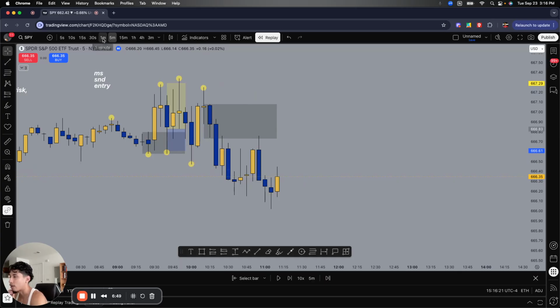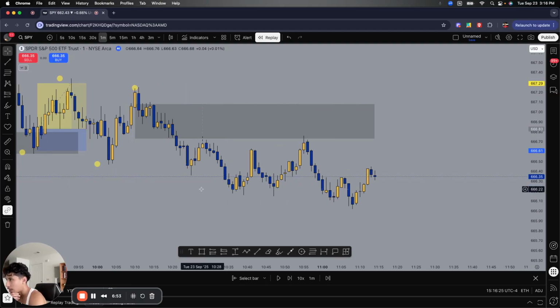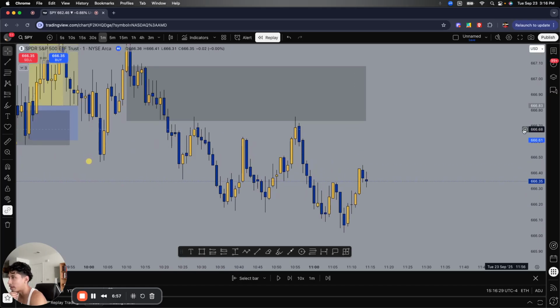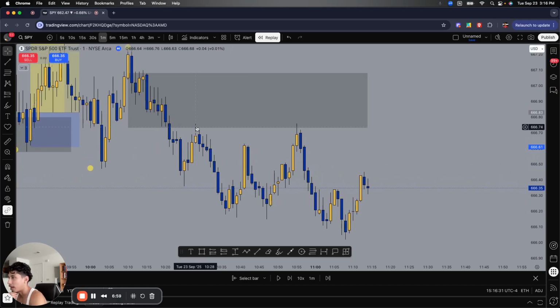So as you can see, now that we have that already and it's valid, I could have entered off of two entries. This could have been an entry right here. Once it tapped in, I could have waited for this to close, and then I could have taken an entry, something like this, a quick little scalp. This could have been a very good trade right there, a very simple trade using my three-step criteria.